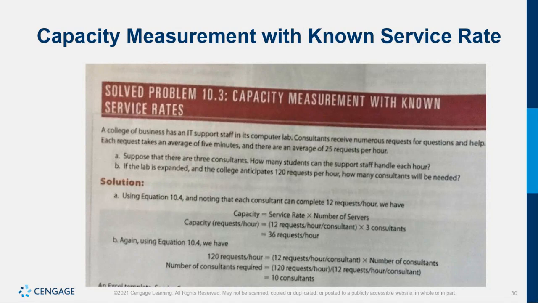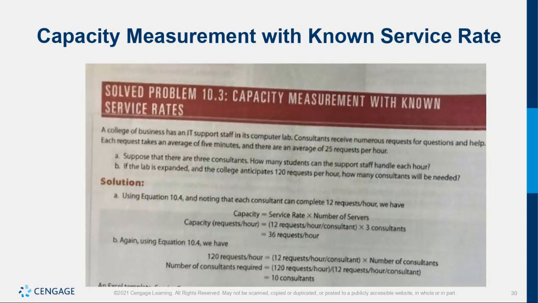So using that equation, your capacity equals service rate times the number of servers. The capacity, that is the requests per hour, is going to equal 12 requests per hour, because in an hour you have 5 minutes, so 60 divided by 5 would be 12. So 12 requests per hour per consultant times 3 consultants means 36 requests per hour.